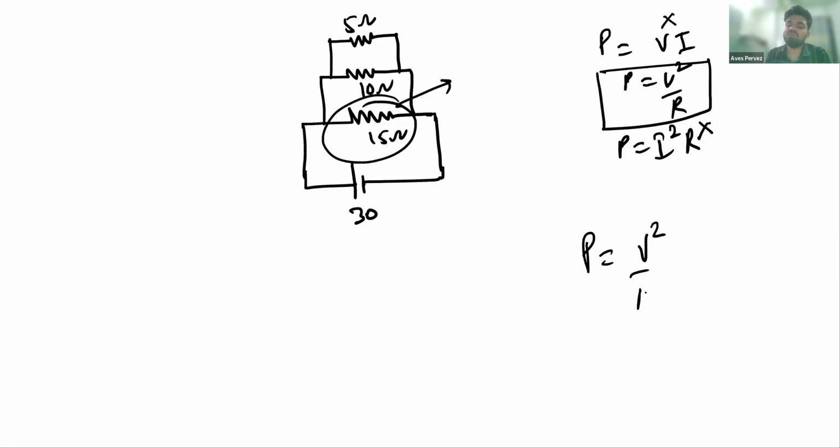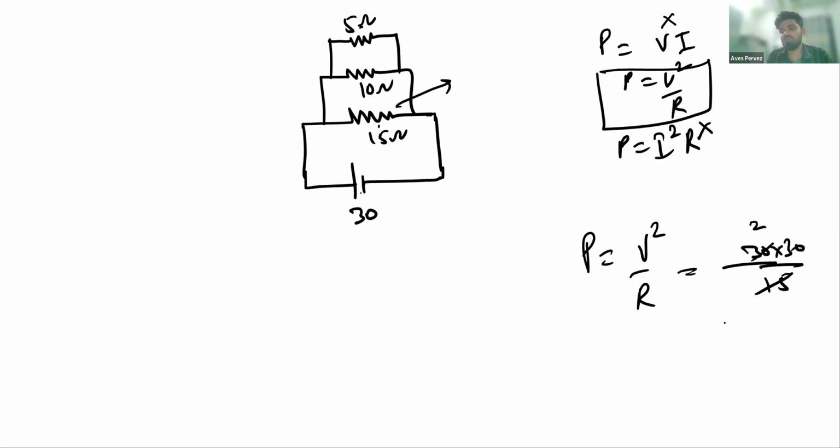Now you know that in parallel the potential difference remains same. So every resistor is going to get the same potential difference, 30 to this one, 30 to this one. So you can write V is 30 into 30 divided by 15. You will get 60 watt. The power consumed is 60 watt. Understood? Yes, sir. So this is the way how we calculate.